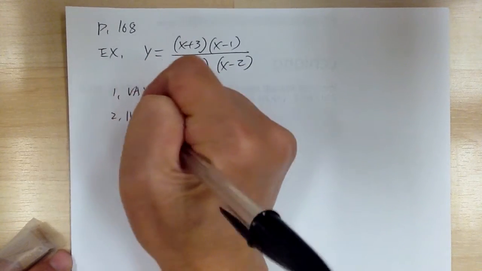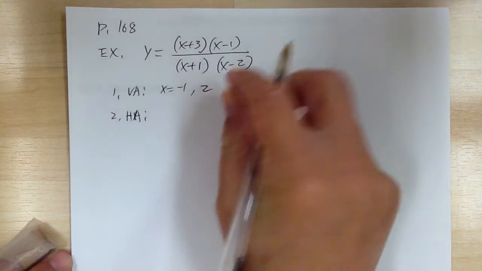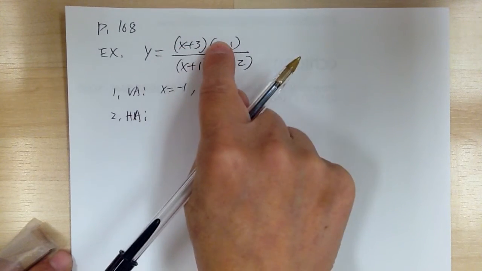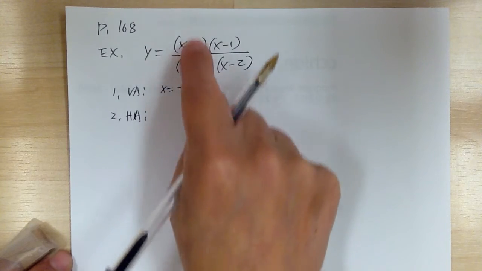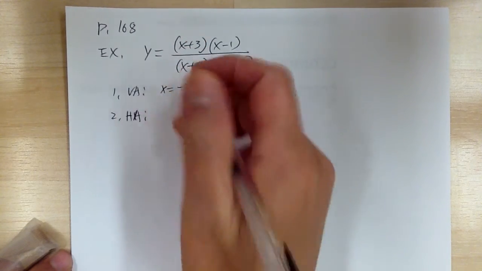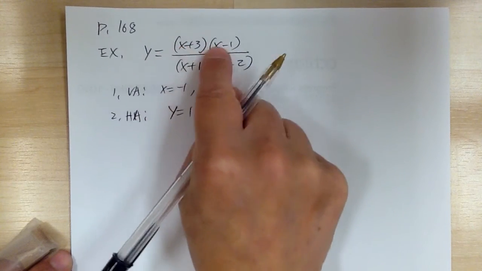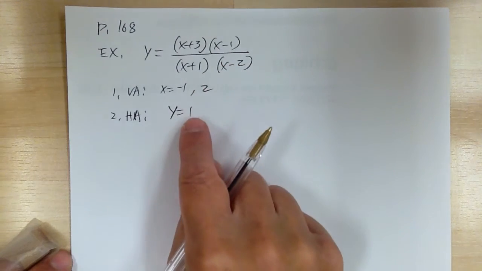Then you get the horizontal asymptote. On the top, if you multiply out, you're going to get x squared. And on the bottom, you're going to get x squared. Since they are the same degree, x squared over x squared will give you 1. So y equal to 1. You got x squared on the top and x squared on the bottom, so x squared over x squared gives you 1.